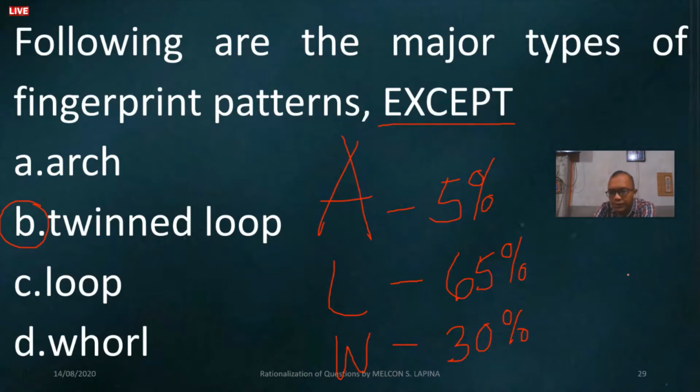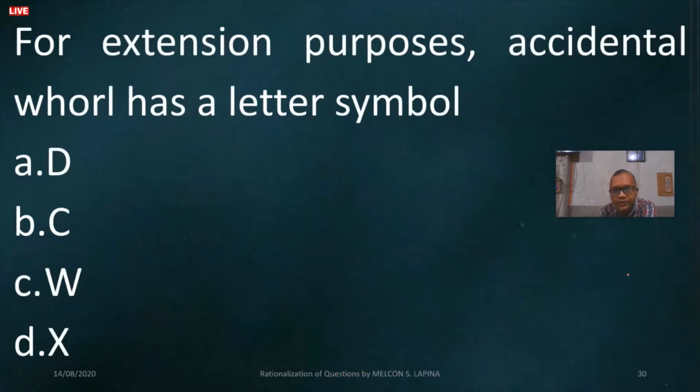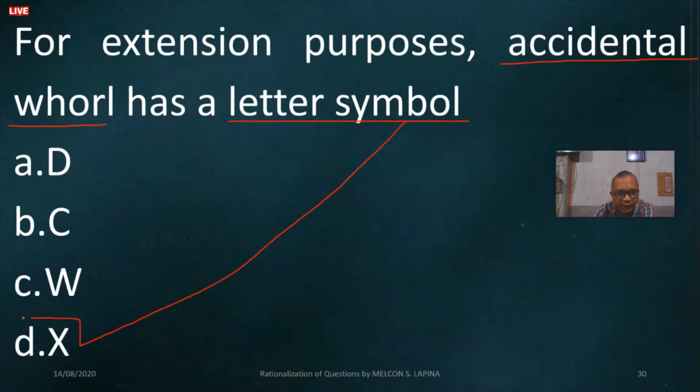So, let us go to number 30. For extension purposes, accidental whorl has a letter symbol. That's very basic. So, that is X. That is accidental.